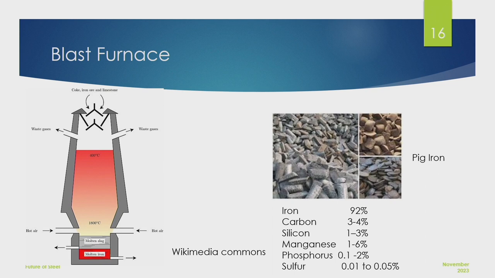So now you have pig iron, and you can see this is an interesting material. It's 92% iron, 3 to 4% carbon, but it also contains silicon and manganese and phosphorus and sulfur. So it's now an alloy, and this is a starting point to make steel grades.